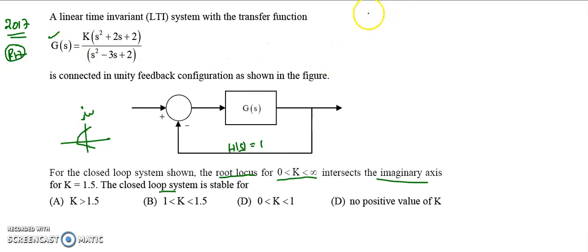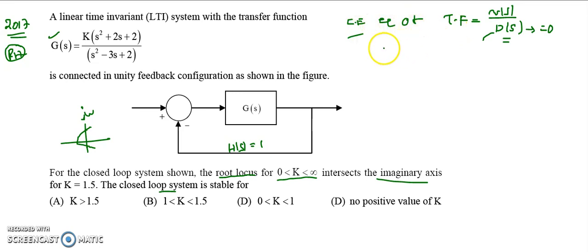As per the RH criteria, first we have to get the characteristic equation of a transfer function. The transfer function is going to have a numerator part and a denominator part. If the denominator part equals 0, then the denominator is called the characteristic equation. The denominator of the transfer function is called the characteristic equation. So first we will get the closed loop transfer function of this second order system.